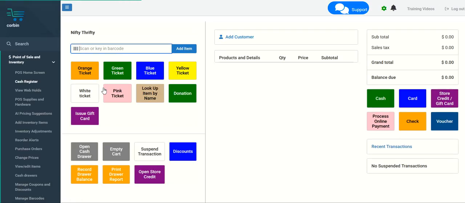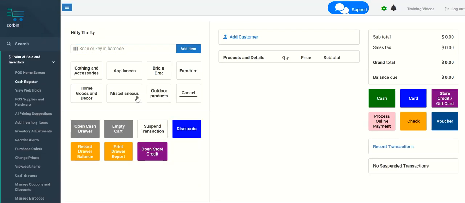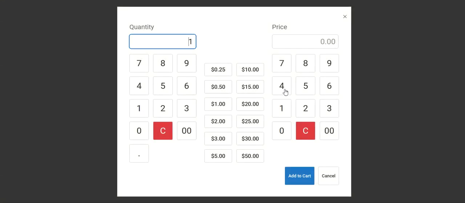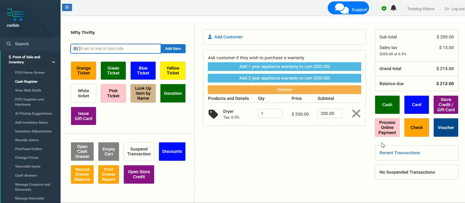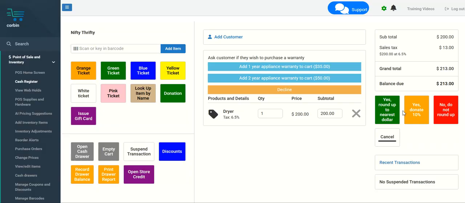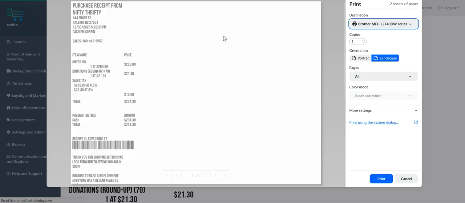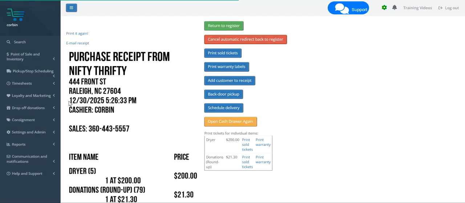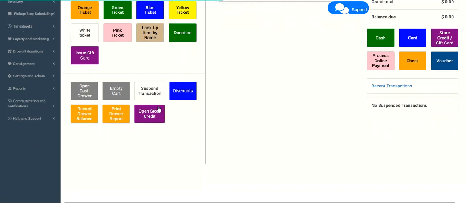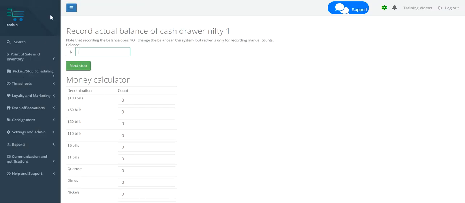So let me go ahead and ring up another sale here in the drawer. We'll say this is a $200 item. Customer paid with cash and donated some. And now I'm going to record this hand count. Again, I'm going to record this for the exact amount, so 334.30.